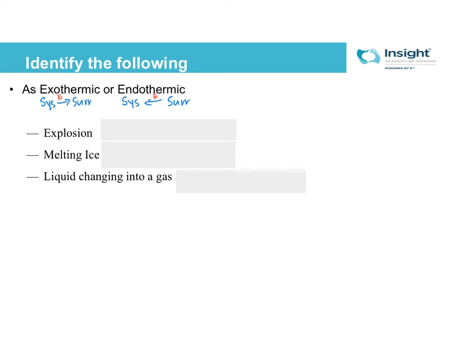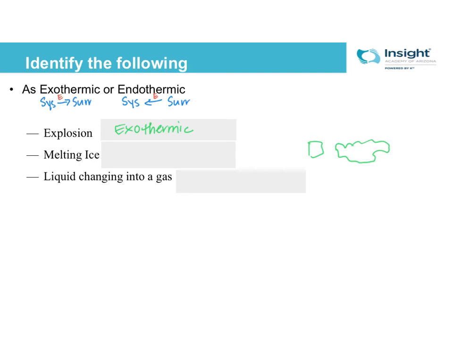So, in an explosion, you've got your system, and you're going to feel heat and fire and all of that sort of stuff. So that's energy being given off. That's going to be an exothermic example. All right, ice melting. Your system is going to be your ice. So we're going from a cube to liquid.